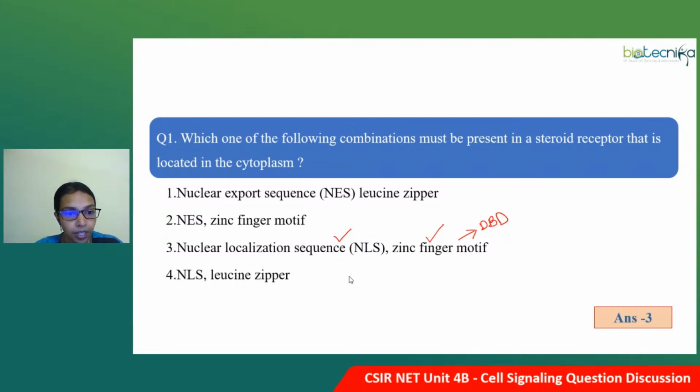We can easily omit these two parts if you are confident with the zinc finger motif, right? And since it is located in the cytoplasm, it needs to enter inside the nucleus. So definitely it will be having NLS over there. The NES works when any protein from the nucleus has to be exported out. Since they are saying that it has to be incorporated into the nucleus, you will be having NLS over here. Yes, where is NLS located?